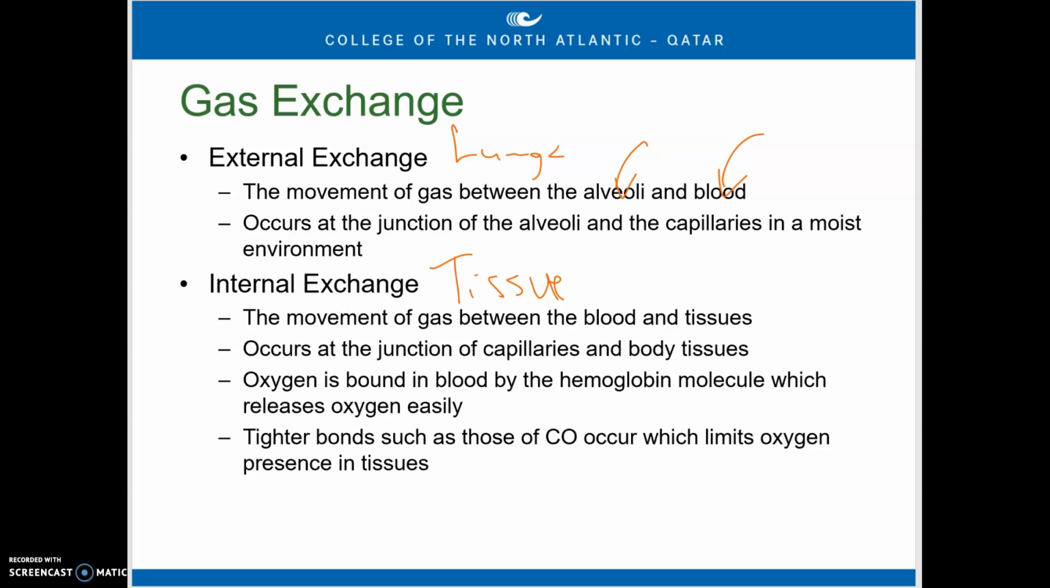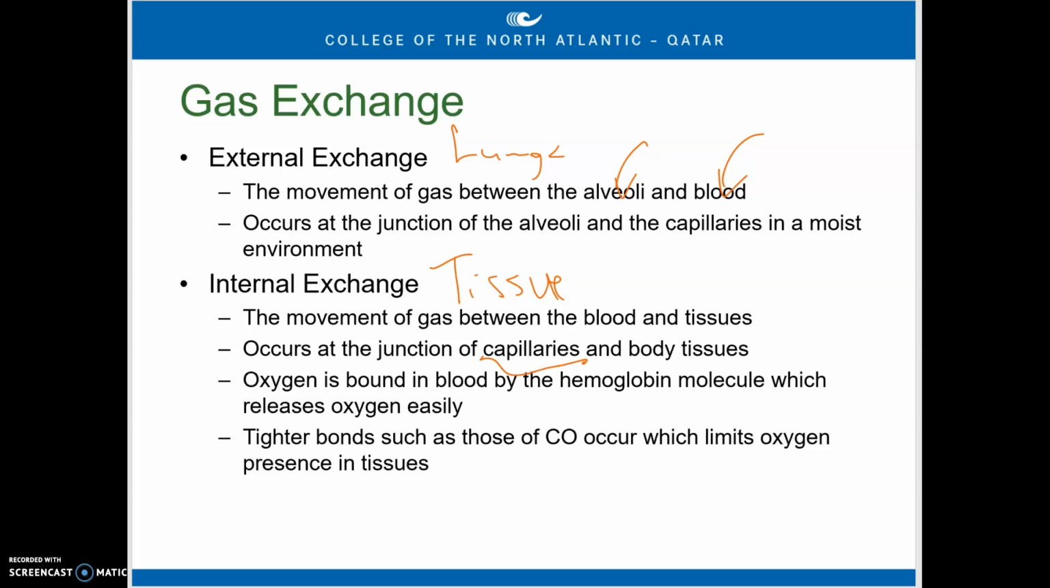Now, when the gas travels through the circulation, through the blood circulatory system, and it travels down to the tissues, this is where we're going to see internal exchange. Now, this is the point where we get to a capillary in the tissue, and the gas is going to move from the blood, and then it's going to move into the body tissues, right? So it's going to happen at our capillaries.